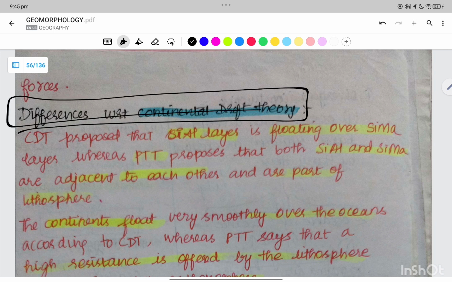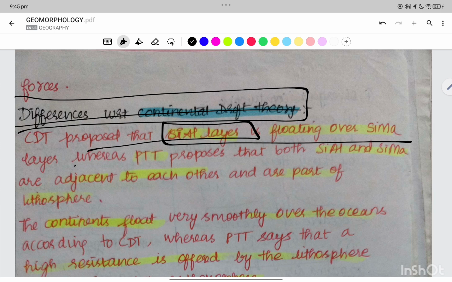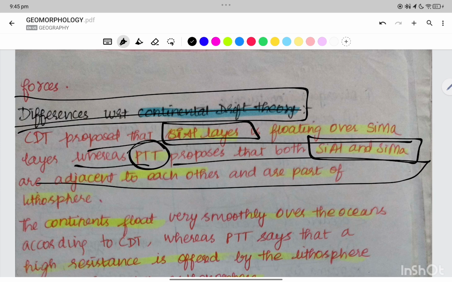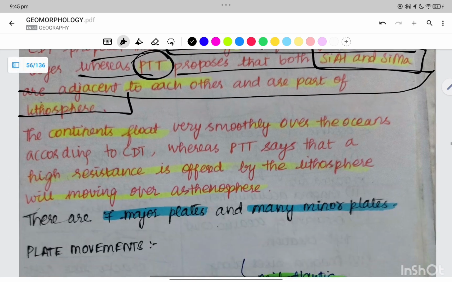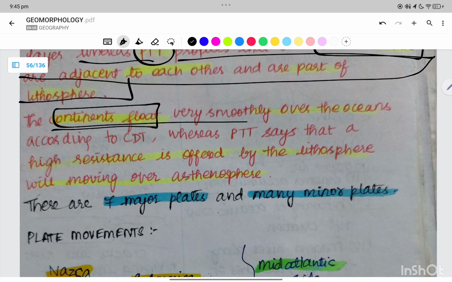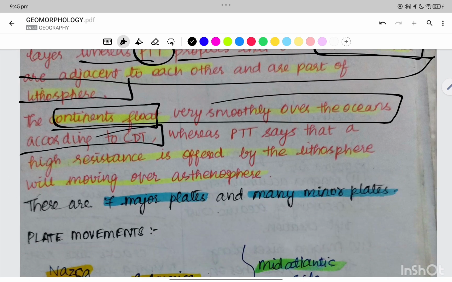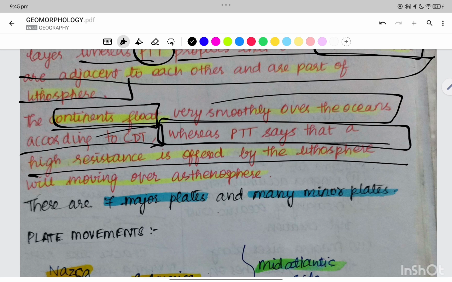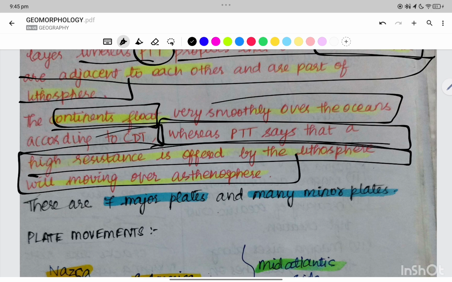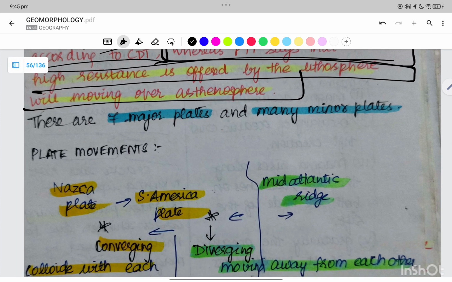The difference with respect to the continental drift theory: it proposed that the Sial layer is floating over the Sima, whereas the plate tectonics theory proposes that both Sial and Sima are adjacent to each other and are part of the lithosphere. The continents float very smoothly over the oceans according to continental drift theory, whereas plate tectonic theory states that high resistance is offered by the lithosphere while moving over the asthenosphere.